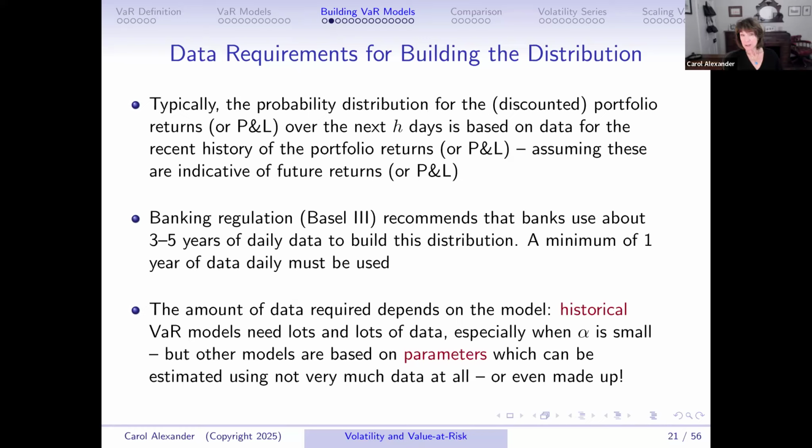The other models are parametric, and you can estimate the parameters using just a bit of data. You can even make the parameters up, assume what their values are.